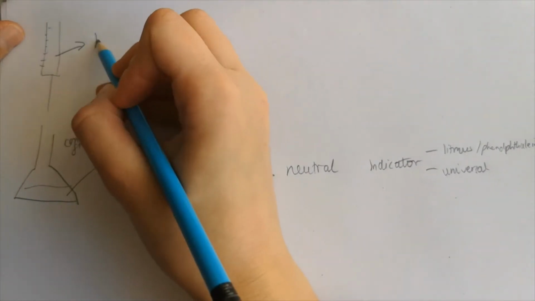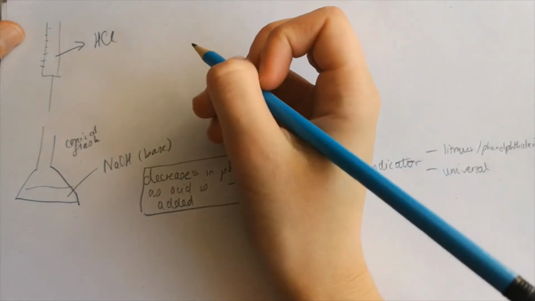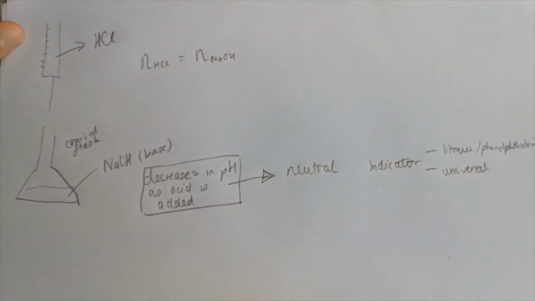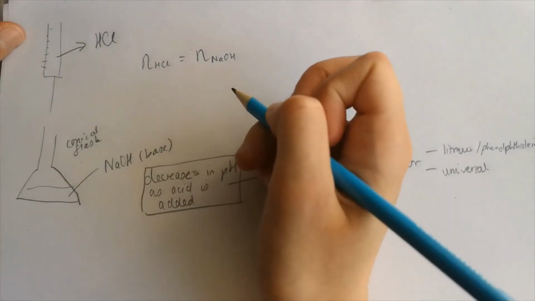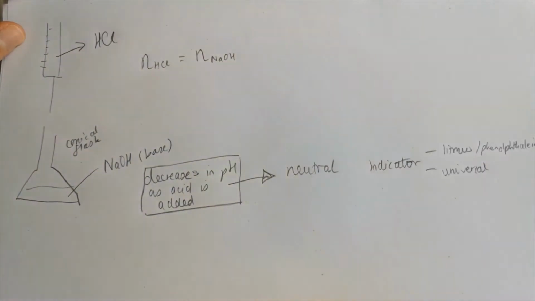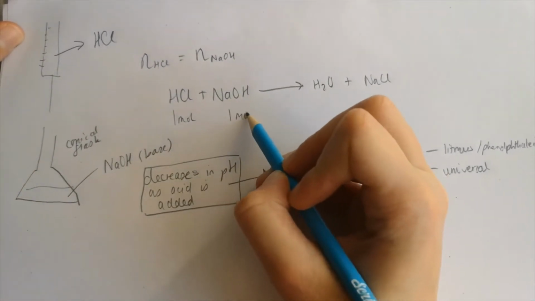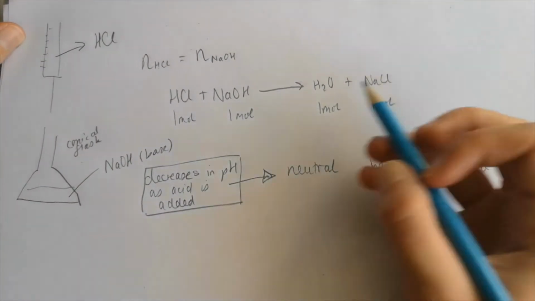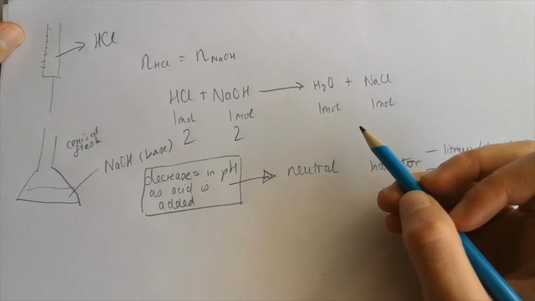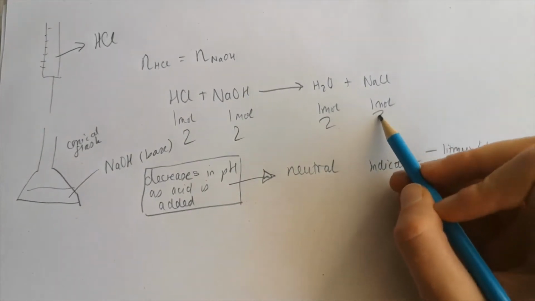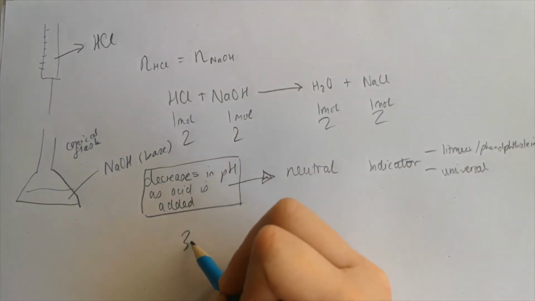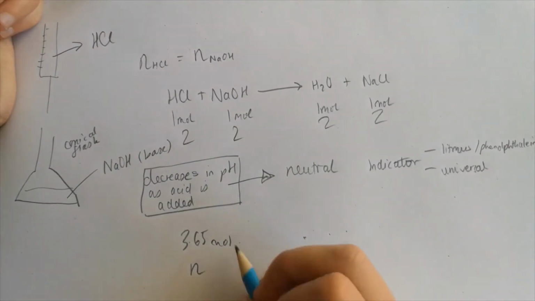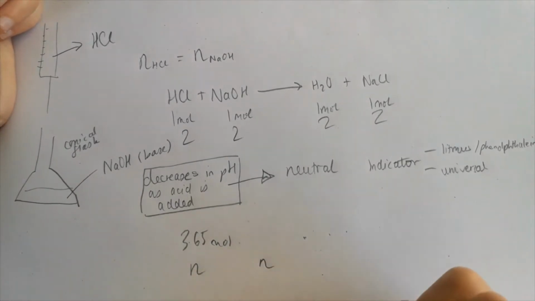Supposing we have acid HCl in the burette, we will find that exactly n moles of HCl will neutralise n moles of NaOH. This can be seen by writing out the equation of the acid-base titration. 1 mole of HCl reacts with 1 mole of NaOH to give 1 mole of H2O and 1 mole of NaCl salt. But we could have 2 moles of HCl with 2 moles of sodium hydroxide, giving 2 moles of water and 2 moles of salt. We could have 3.65 moles, and so on. So we generalise that n mole of HCl will react with n mole of NaOH.